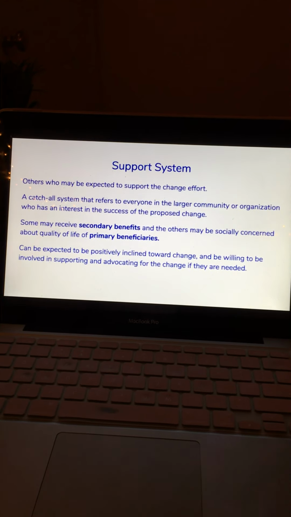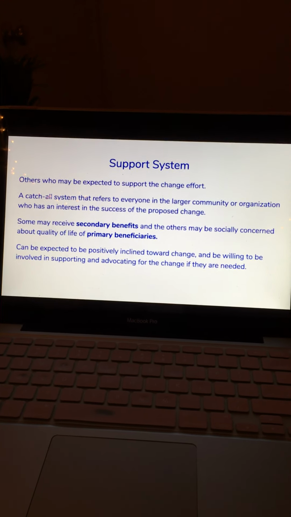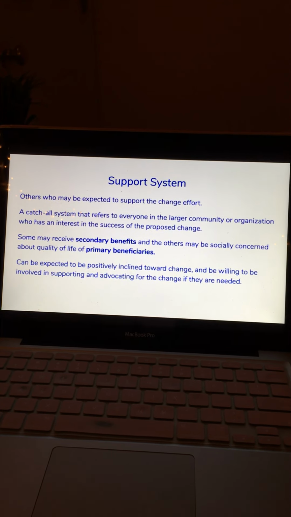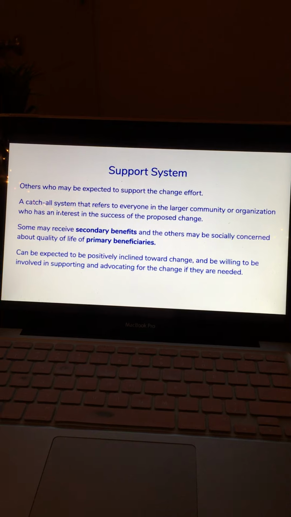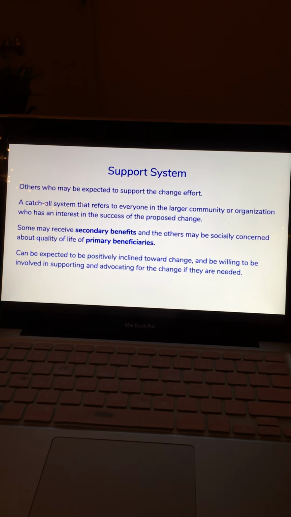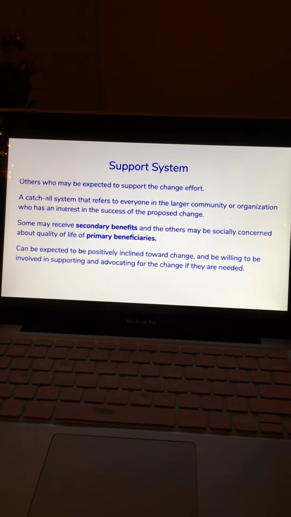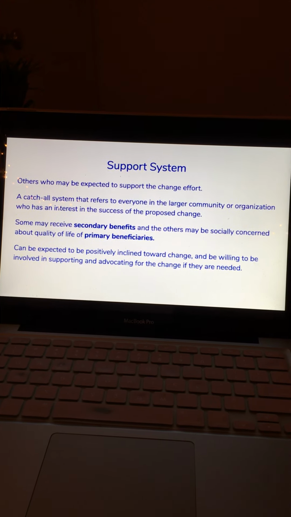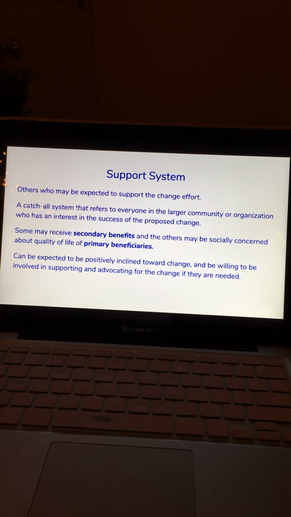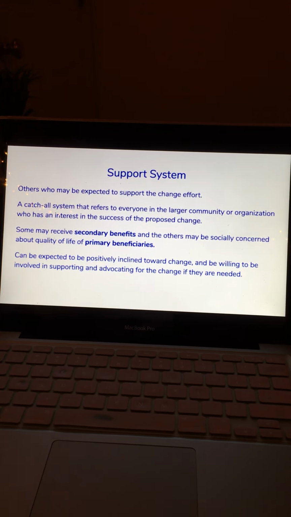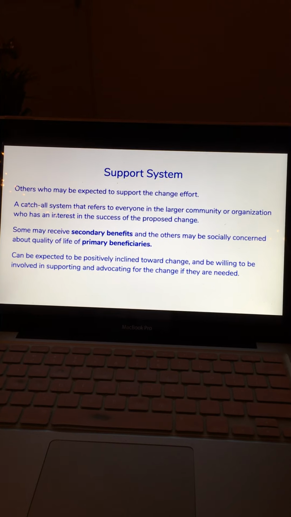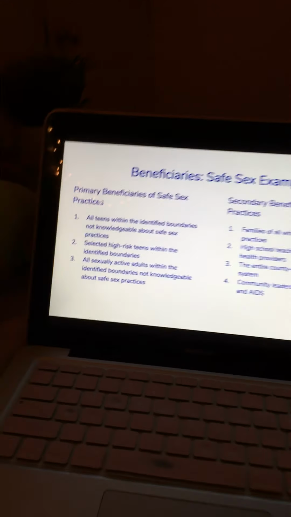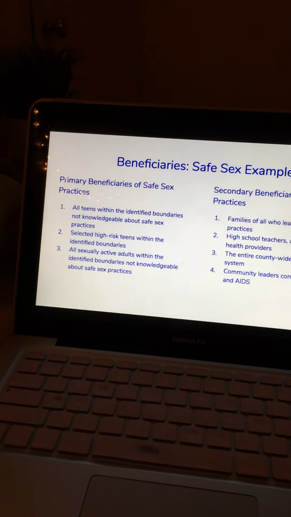So the support system is next. So others who may be expected to support the change effort. A catch-all system that refers to everyone in a larger community or organization who has an interest in the success of the proposed change. And here we're talking about secondary benefits and others with primary beneficiaries. They can be expected to be positively inclined towards change and be willing to be involved in supporting and advocating for the change if needed. So the next slide talks about those primary beneficiaries of safe sex practices.